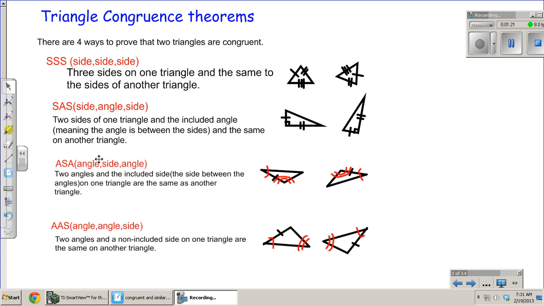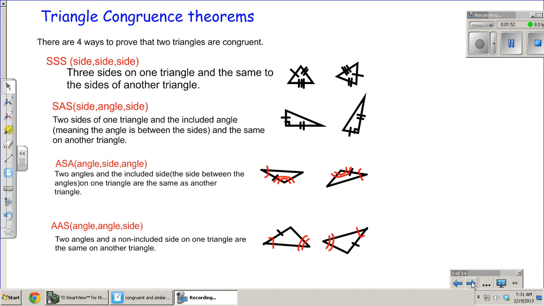If they have angle, side, angle, an angle, a side, and an angle, angle, side, angle, if they have that in common, then they are congruent. And the last one is angle, angle, side. See how it's in order? Angle, angle, side. They have that the same, then the two triangles are congruent.